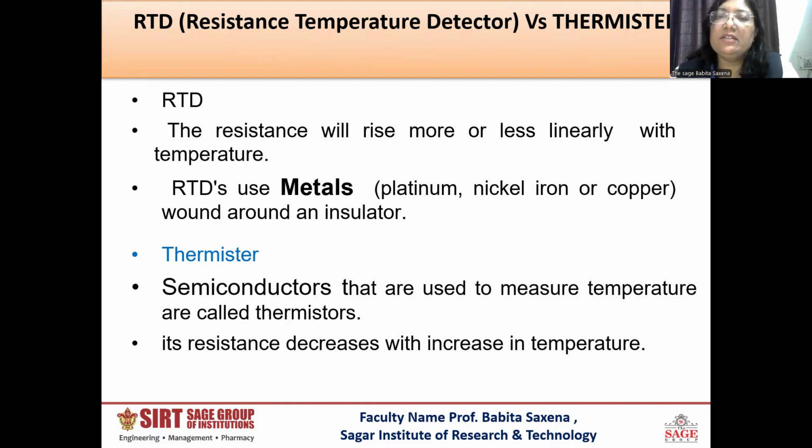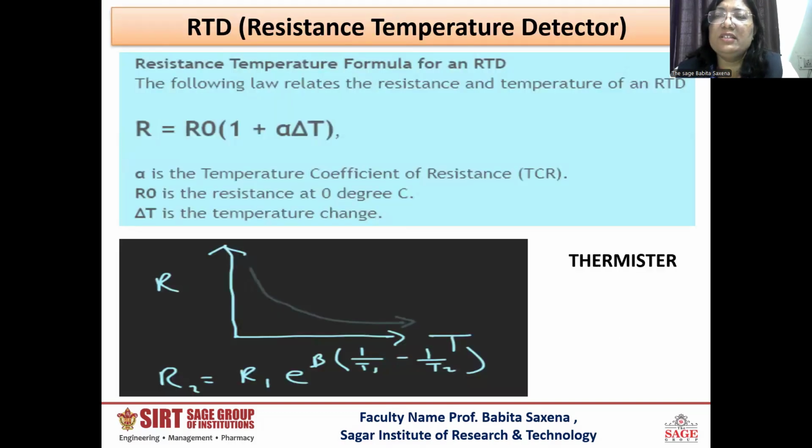And another device is the thermistor. Thermistor also changes its resistance in response to the temperature, but its resistance decreases as the temperature increases. So this is called the negative temperature coefficient, NTC. So this is the formula for the resistance temperature detector and the thermistor.